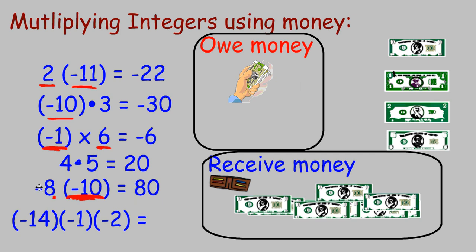What do you think this last answer will be? A negative times a negative times a negative. Here we had a negative times a negative equals a positive. Now we have 3 negatives. If you guessed negative 28, you're absolutely correct.